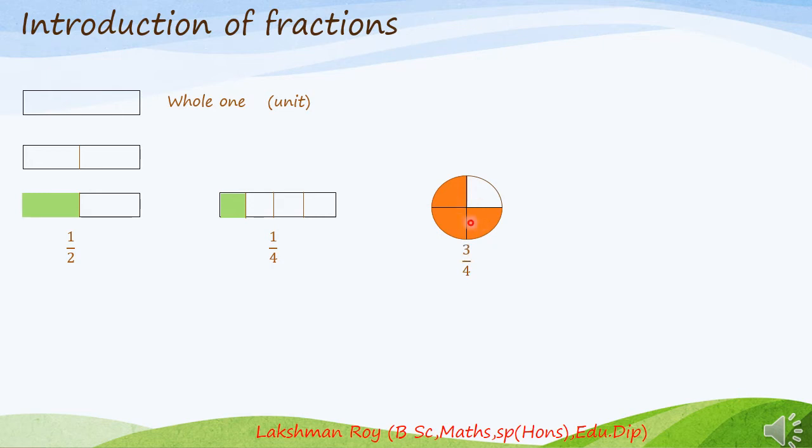Let's see another example. So this is a whole figure, whole one. Now I divide that one into how many parts? Five parts. Then I colored one part. How to write this colored part as a fraction? That is divided into five parts, colored one part, 1/5. So that is a fraction.